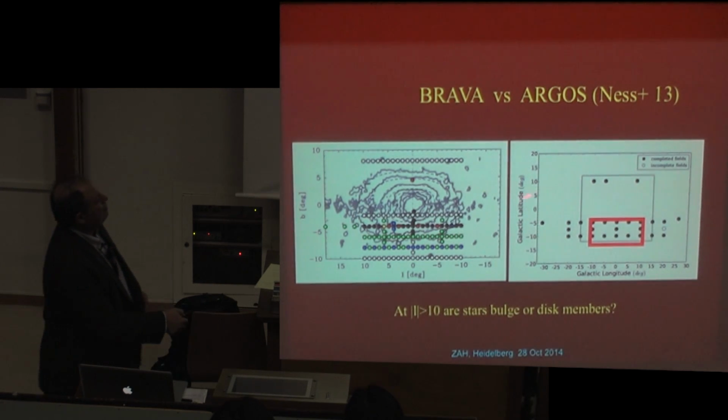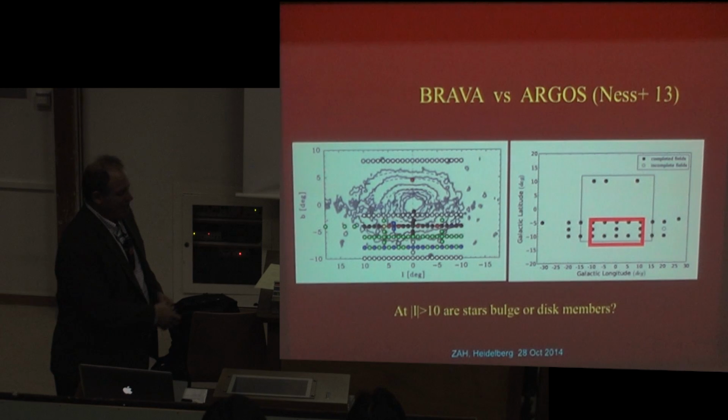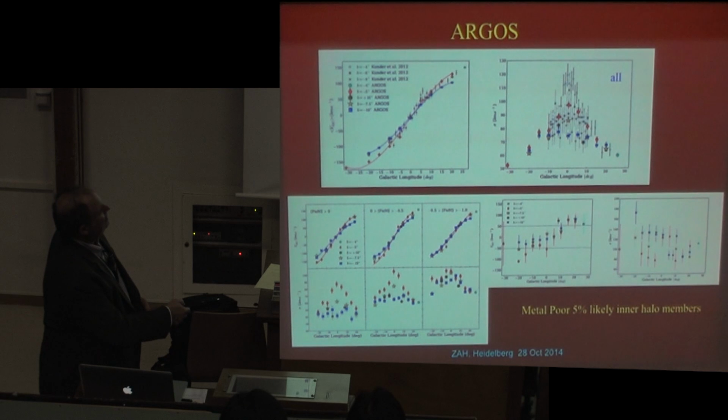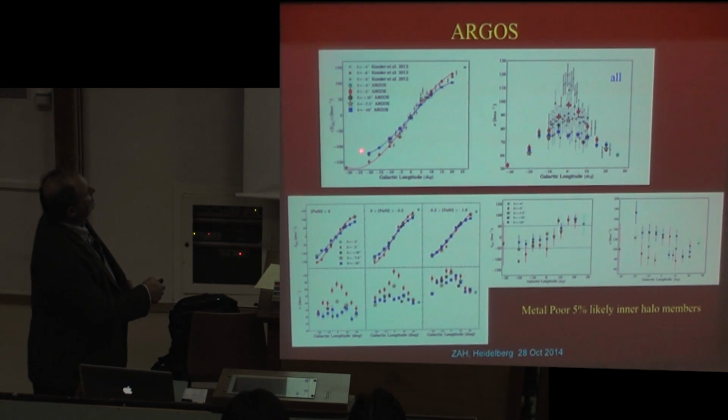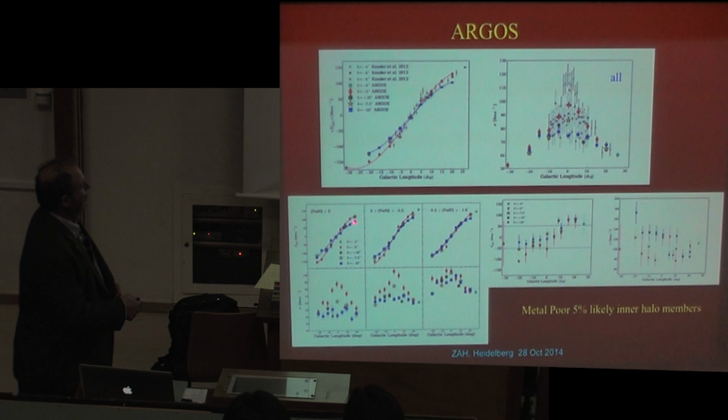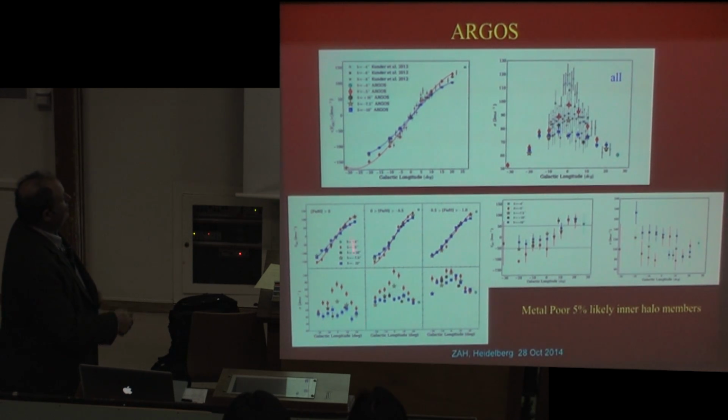And now this shows the comparison of BRAVA and ARGOS, which is the Ness and Freeman survey. ARGOS is less densely sampled, but spans a wider range in galactic longitude. And here is the Ness data, and they confirm the cylindrical rotation. Something interesting that they find is that the most metal poor part of their sample appears to have slightly slower rotation than the most metal rich part. This is -20 to +20, so twice as wide as BRAVA, and the metal poor stars selected from these fields are indeed more slowly rotating, and also show different velocity dispersion profiles.